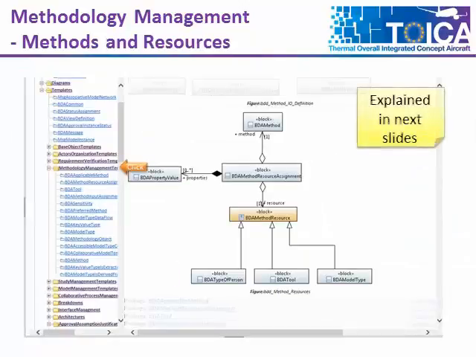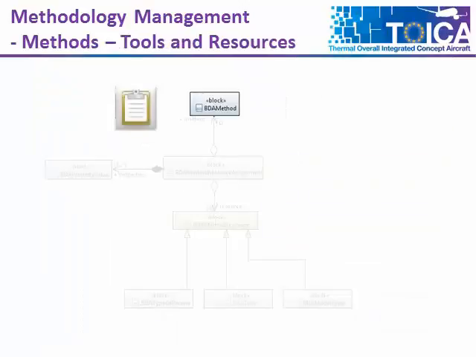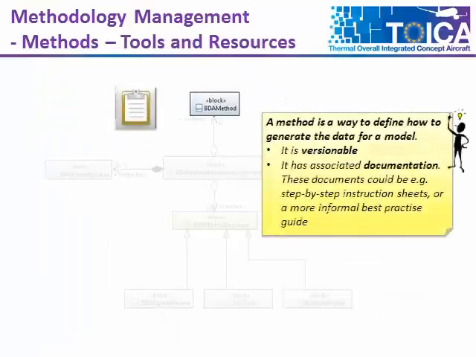Scrolling from the collaborative modelling template diagram will bring you to the methods and resources diagram, which will be explained in the next slides. A method is a way to define how to generate the data for a model. A method is versionable and it can have associated documentation. This documentation can be as simple as a best practice guide, or it could be detailed step-by-step instructions to complete that method.